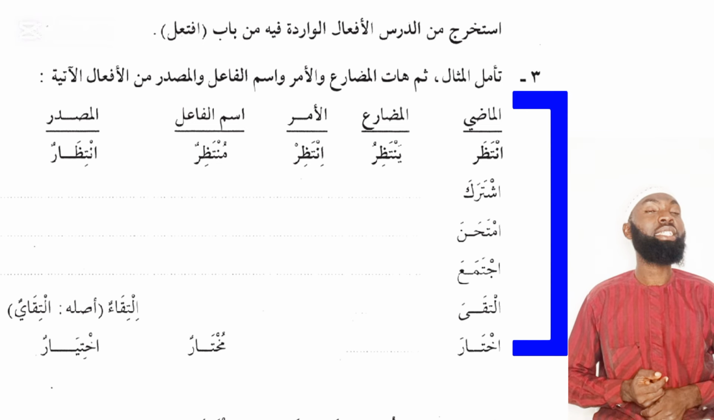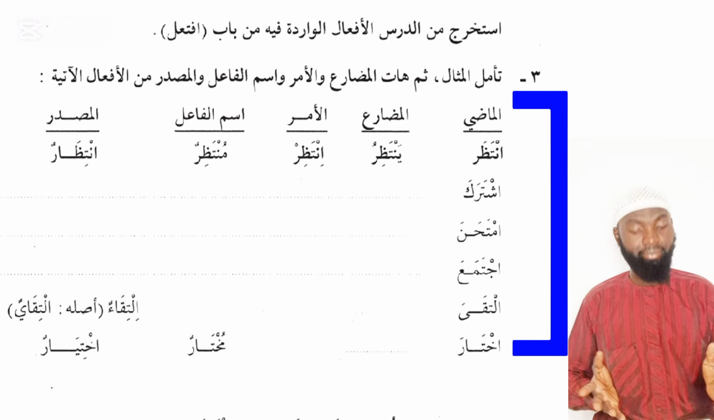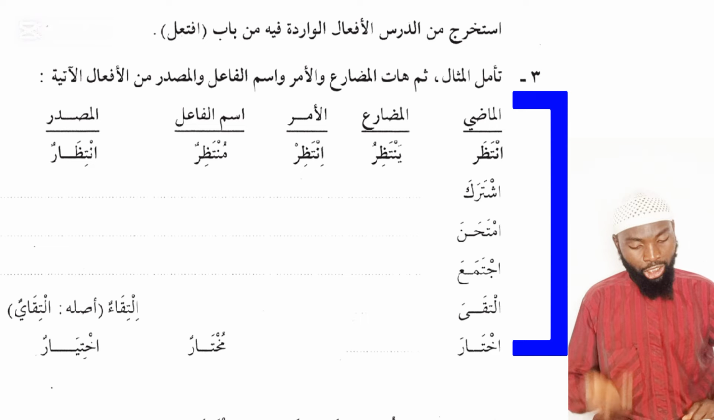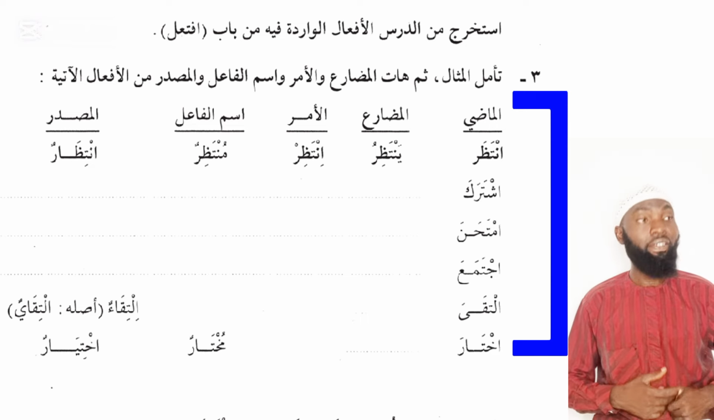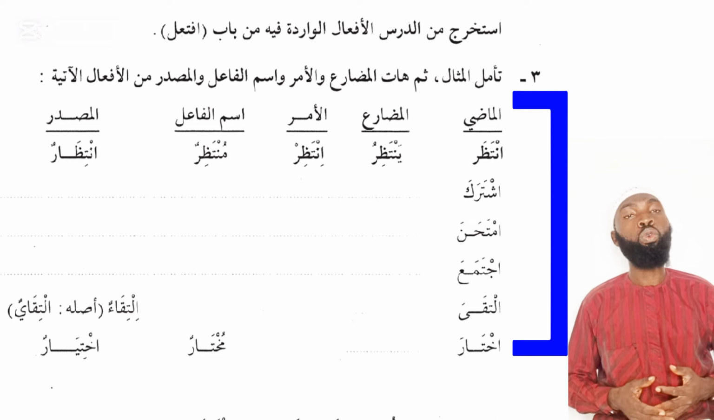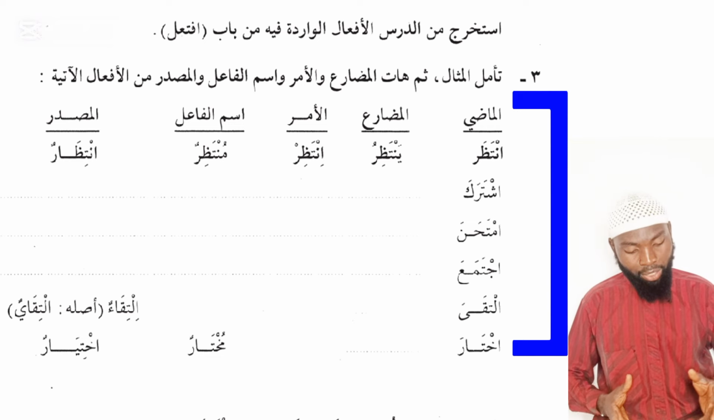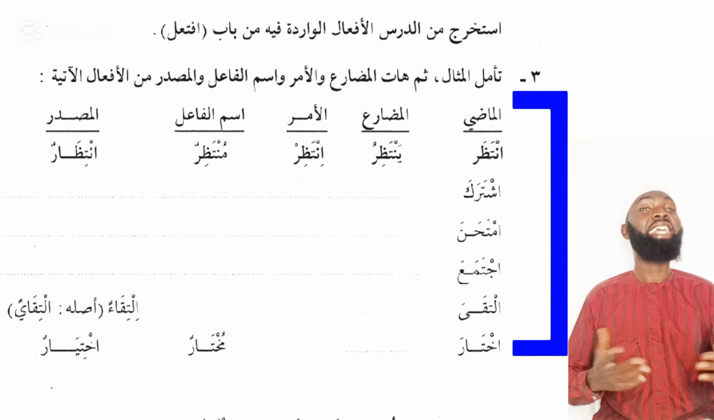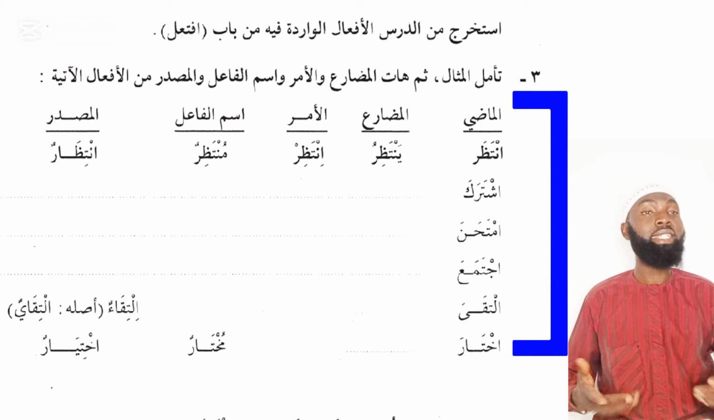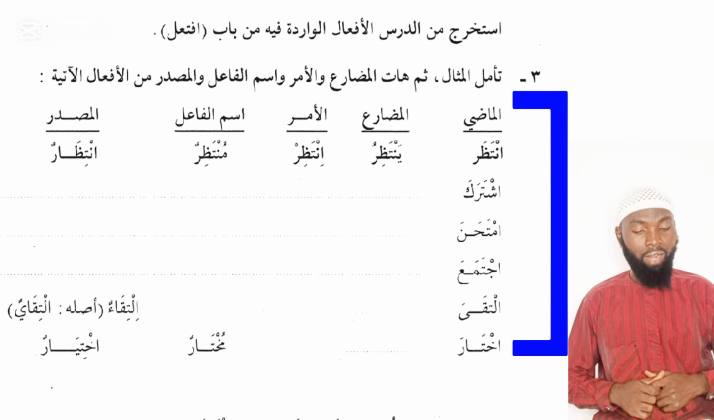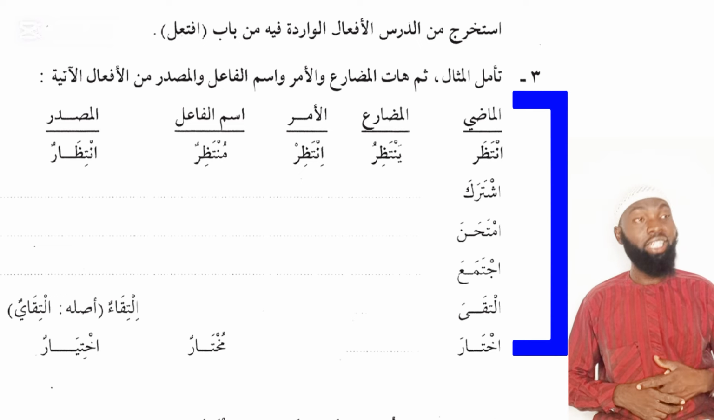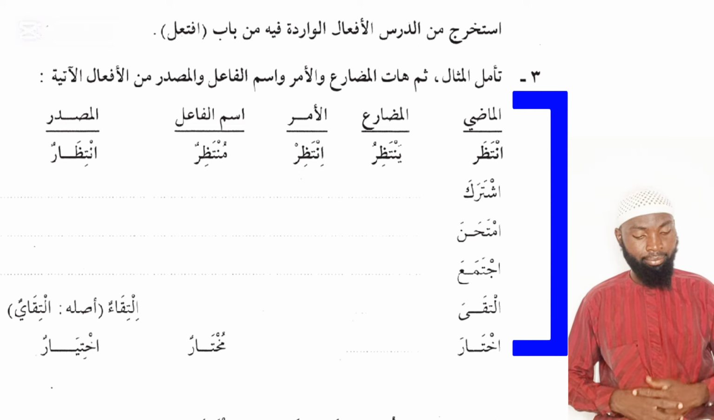Then the masdar is what? Intidharun, waiting. We have ishtaraka, yashtariku, ishtarik, mushtarikun, ishtirakun. We have imtahana, yamtahinu, mumtahinun, imtihanun. Have ijtama'a, he gathered. Yajtami'u is gathering. Mujtami'un, gatherer. Then we have ijtami', gather. Then we have ijtima'un, gathering or meeting.